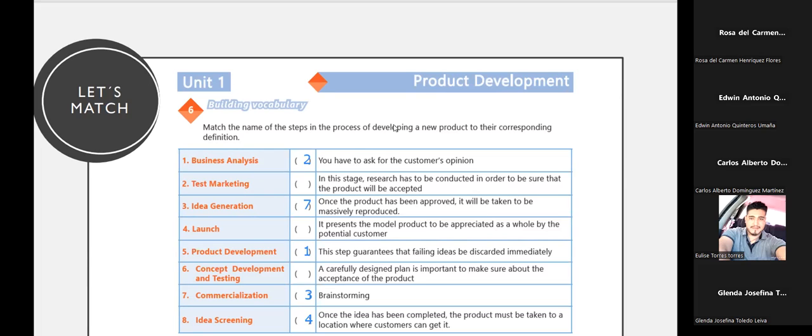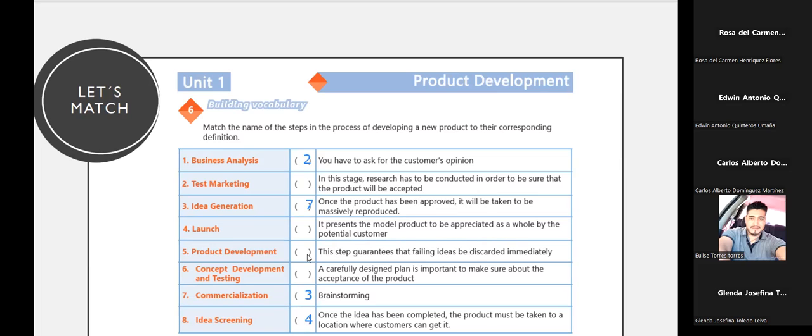I have to erase this one. No, that's correct, I think. Yes, it's correct in this place. Commercialization. Yeah. But what about the business analysis? Because the business analysis is the costs, right? The costs and if it is feasible, right? So if it is feasible, then we are going to have the results from the business analysis. So I think it's not the step that guarantees the failing ideas are discarded.